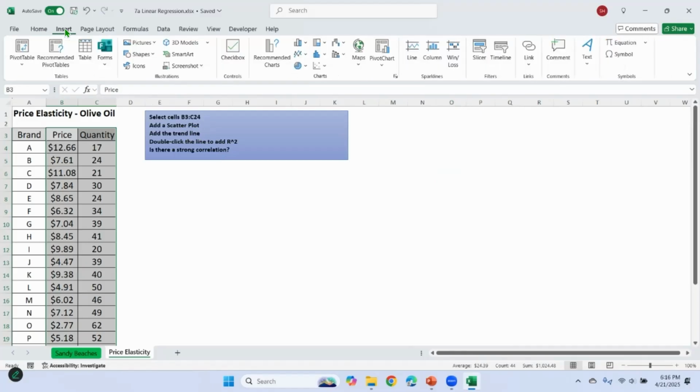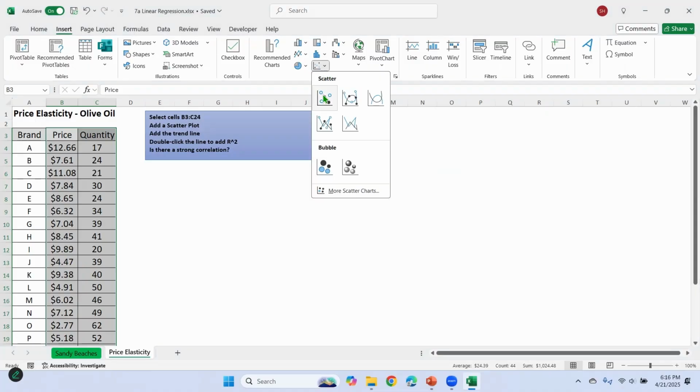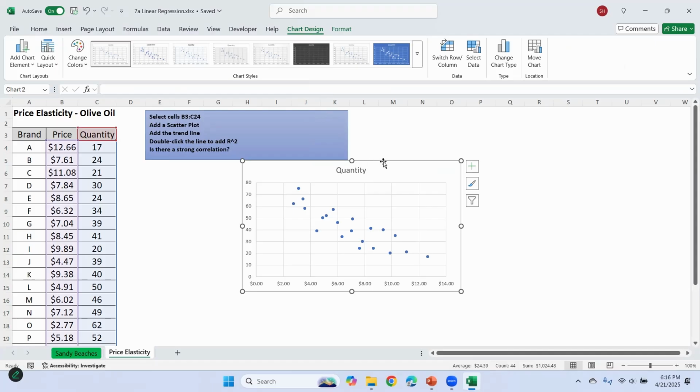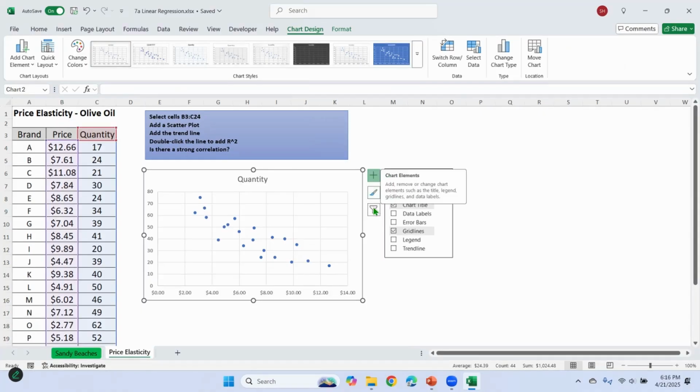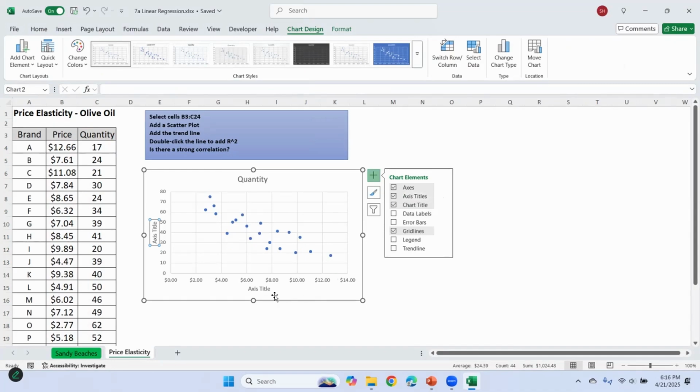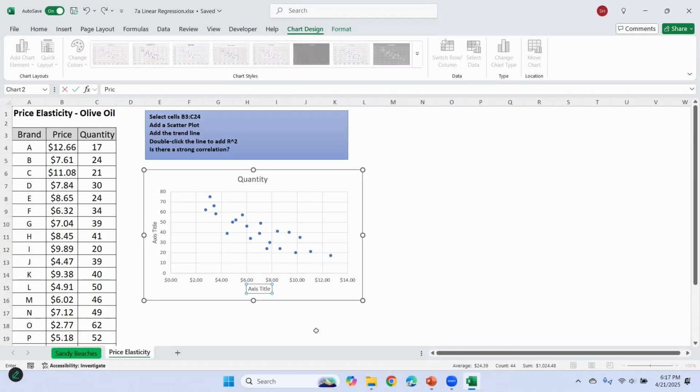So we go to Insert and then the Chart group. We click the scatter plot and then we select that. We will just move it here. And we add the axis titles. We say this as price. Enter. And this one is quantity purchased, right? Quantity purchased.